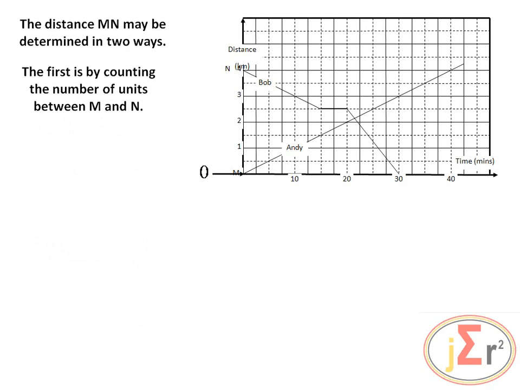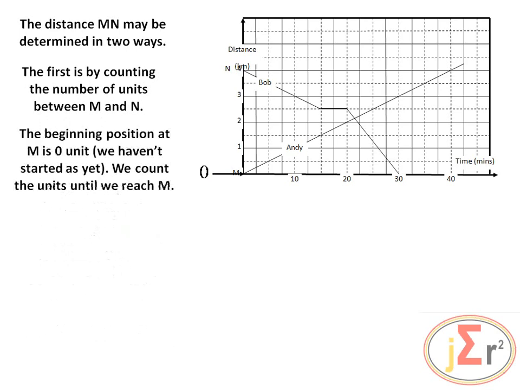So let us do that. The beginning position at M is 0 units. We haven't started as yet. We count the units until we reach N. 1, 2, 3, 4. 4 units. So MN is equal to 4 kilometers.